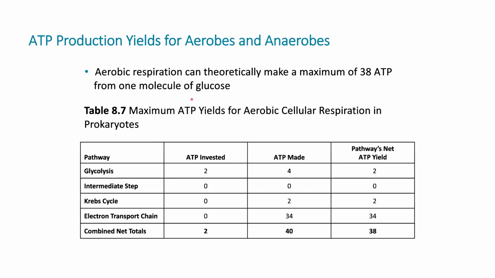Here's a summary of what you get out of aerobic respiration. You'll see that we get 2 ATP invested at glycolysis. Between all of the cycles, we produce 40 ATP, or up to 40, and then that gives us a net of 38, 40 minus 2.